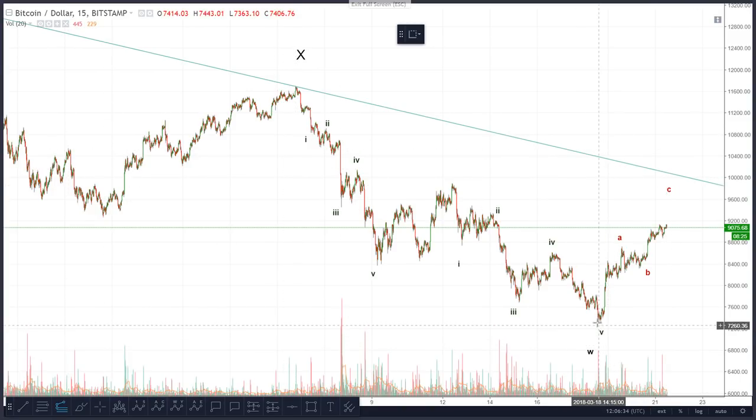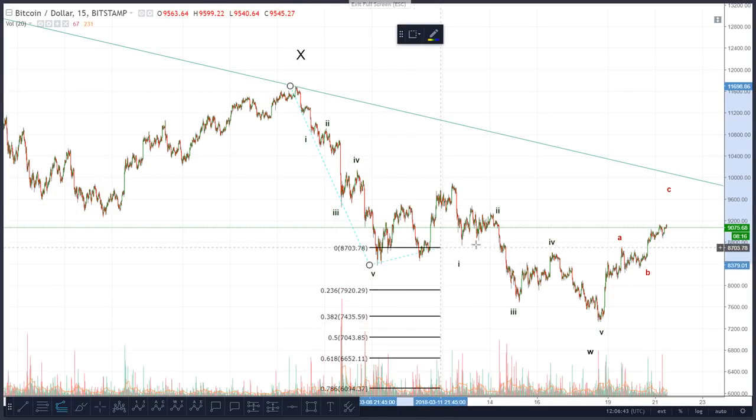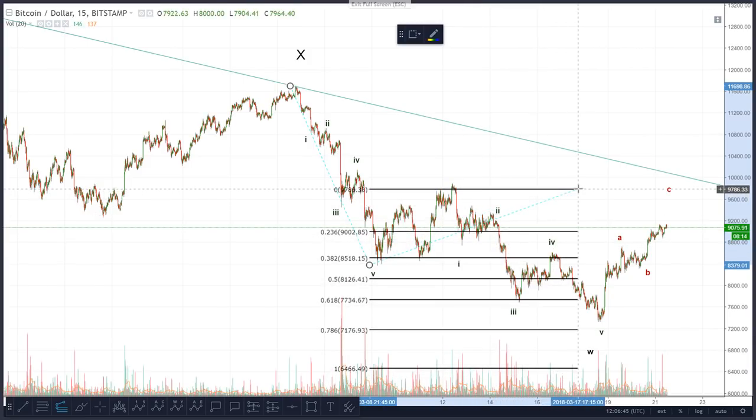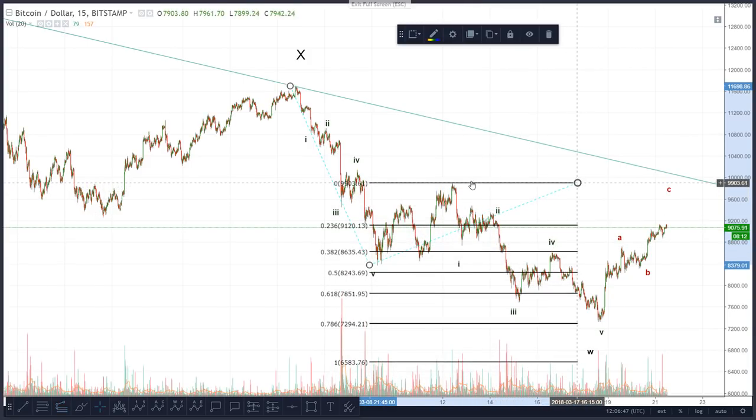Another reason it finished at this level, if we just do a fib extension down to the end of the first 5 waves down, and then extend that from where that retraced to, which was here, you can see it came to the 0.786. As I mentioned again, the 0.786 is a very good fib level. It often shows support and resistance. So it hit that very nicely.